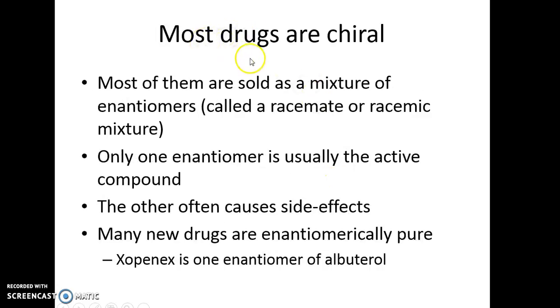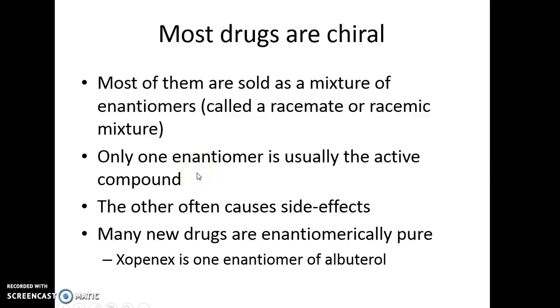Most drugs are chiral. When you look at chiral drugs, they're usually sold as a mixture of enantiomers because the chemical processes that we have to make chiral compounds are very limited, and what we end up making is a big mixture of both enantiomers, and we call that a racemate or a racemic mixture. Usually in those drugs, only one enantiomer is the active compound, and the other enantiomer causes side effects.